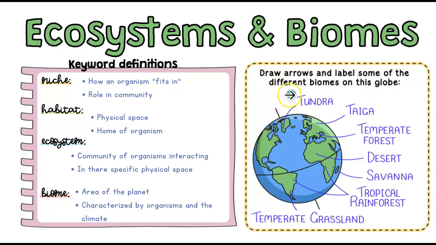Draw arrows and label some of the different biomes on this globe. We have the tundra up here in the north in Greenland. We have the taiga. We have the temperate forest. We have the desert. We have the savanna. We have the tropical rainforest, and then the temperate grassland.